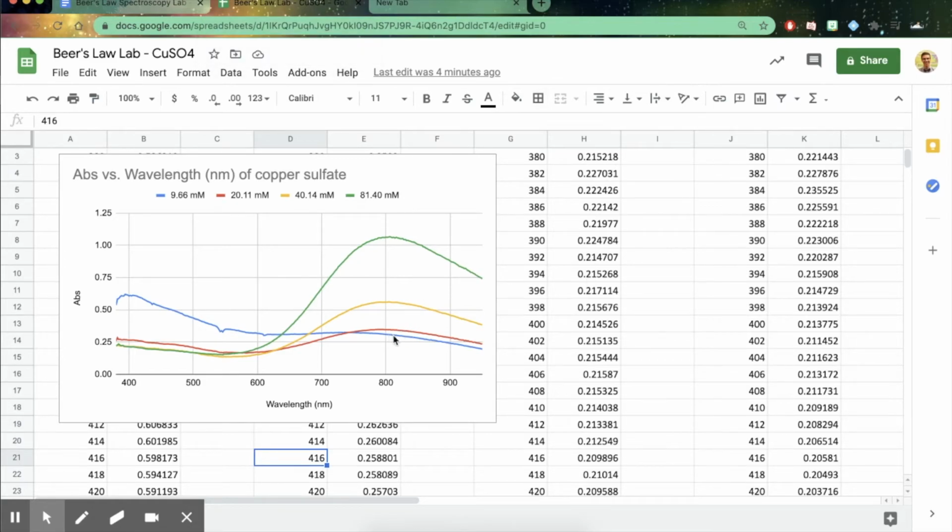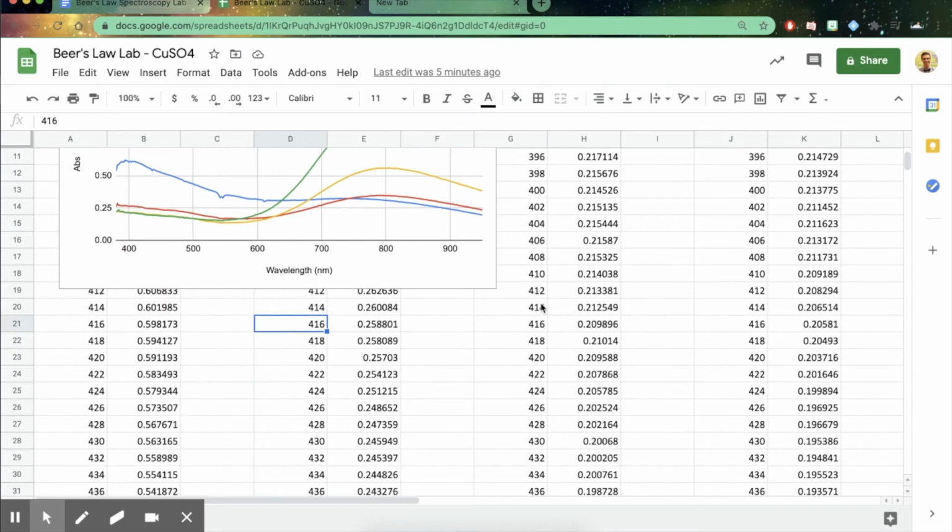But as you can see here, at a little bit over 800 nanometers, I have a pretty good increase in the concentration of the solution as we go from 9 to 20 to 40 to 80. And that shows that the absorbance increases. So when I made my best fit linear graph, I ended up taking a wavelength just over 800, which is technically in the infrared range, but the spectrometer does still collect data in that range.